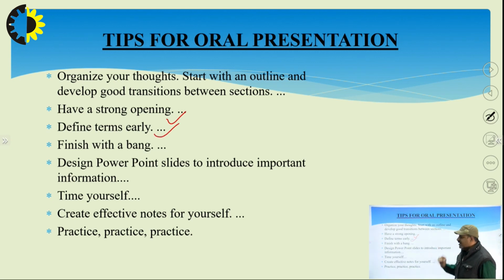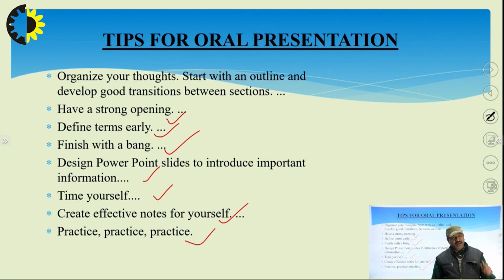Define terms early. Finish with a bang. Design PowerPoint slides to introduce important information. Time yourself. Create effective notes for yourself. Practice before you go for any sort of presentation. Practice and practice. It is very necessary for everyone.